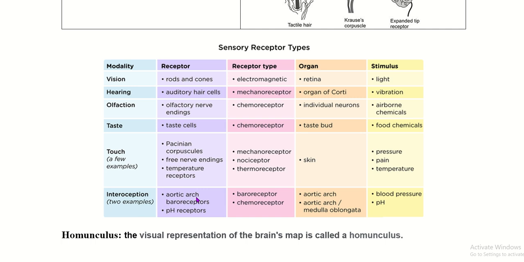Interoceptors: the aortic arch baroreceptor and pH receptor, and their types are baroreceptor and chemoreceptor. They are located in the aortic arch and medulla oblongata. They are stimulated by changes of blood pressure and changes of pH.